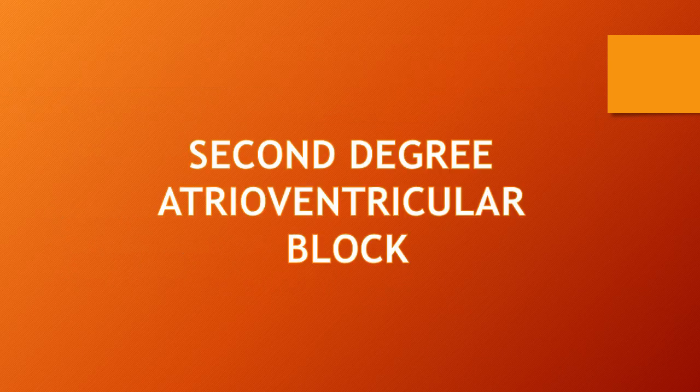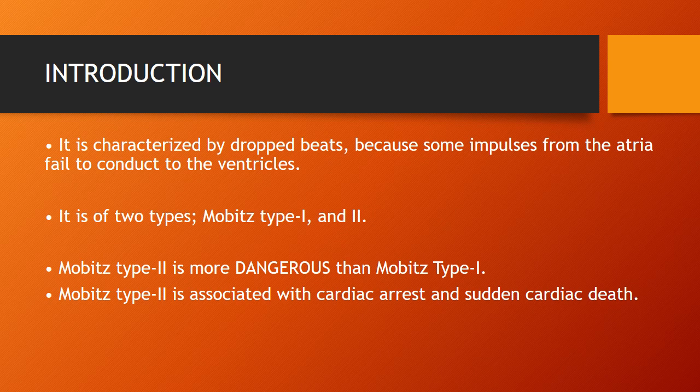The second degree AV block is characterized by dropped beats because some impulses from the atria fail to conduct to the ventricles, and it is of two types: Mobitz type 1 and Mobitz type 2. Mobitz type 2 is more dangerous than Mobitz type 1, and it is associated with cardiac arrest and sudden cardiac death.